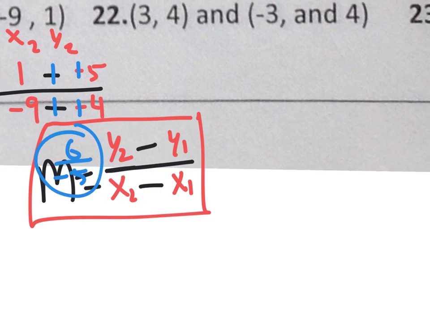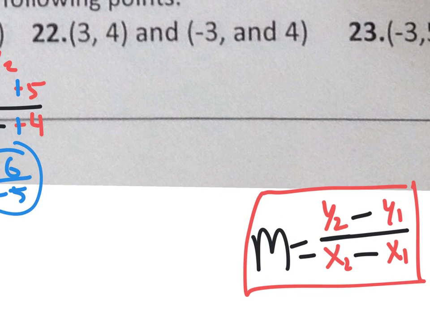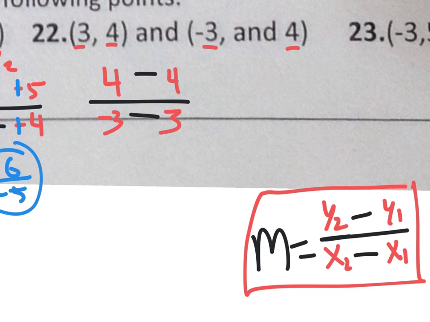Now numbers 22 and 23 are the most interesting ones. So I'm just going to jump to the formula, and y2 happens to be 4, so that's going to be a 4 right there. y1 happens to be 4 also, and x2 happens to be -3, and x1 happens to be 3. Now when you do this math, you're going to end up with 0 on top over -6. Some people left it like that. I think I gave you guys credit, but the answer should be 0. 0 divided by any number is equal to 0. Okay?